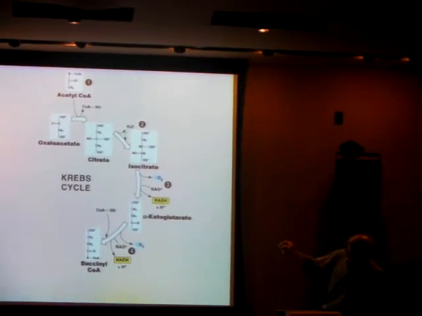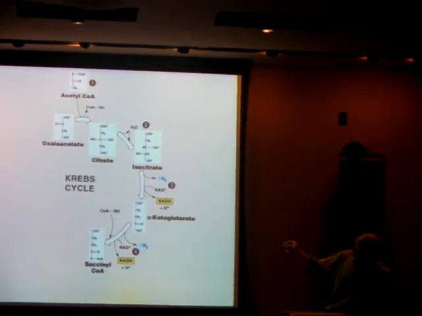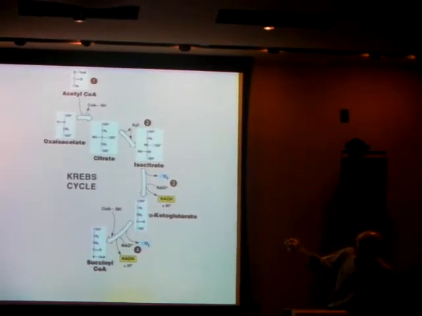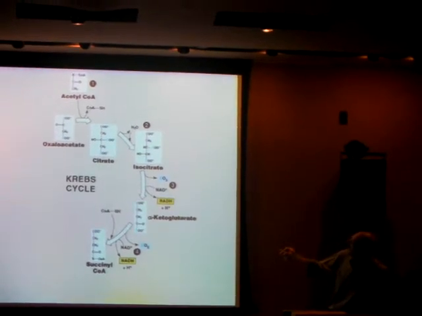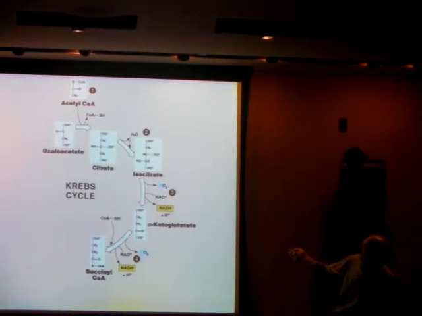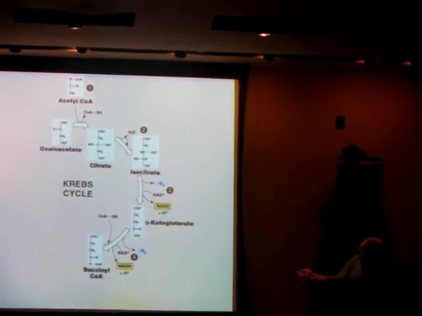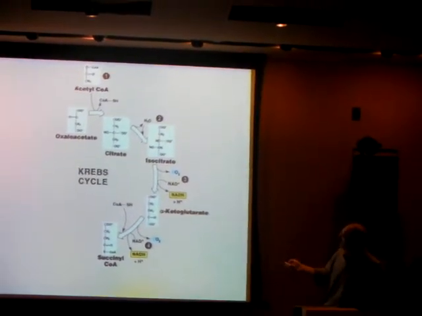And by the way, we're marking the two carbons that come from the acetyl-CoA here with red or magenta. Right? And those that are already present in this substrate, oxaloacetate, are in blue. So you can follow the fate of those carbon atoms as we go through the cycle.